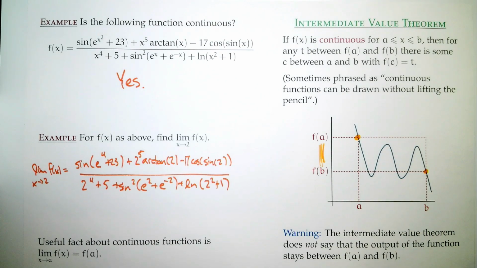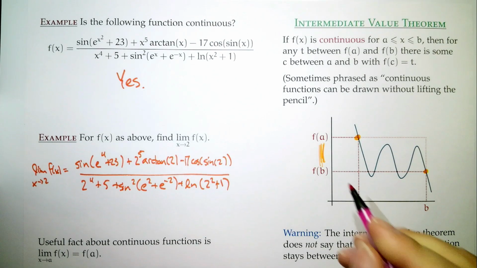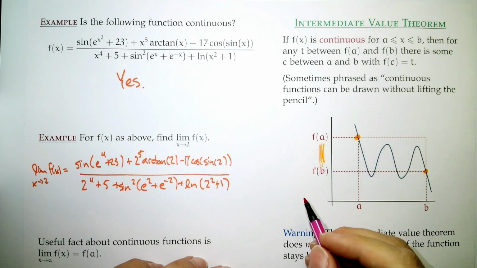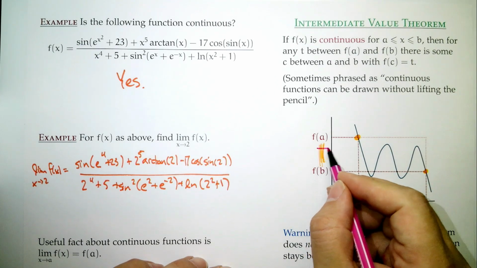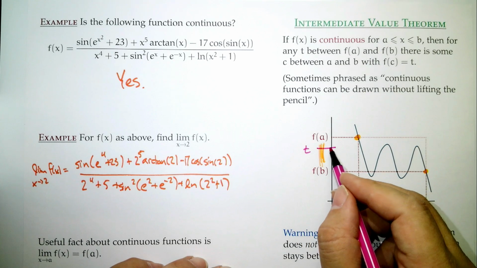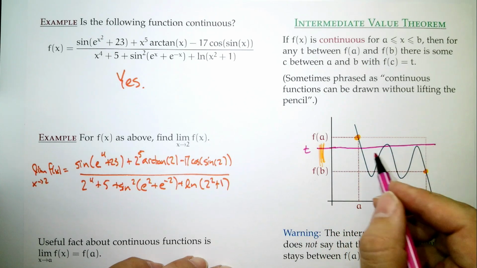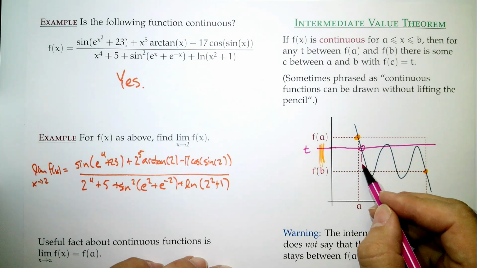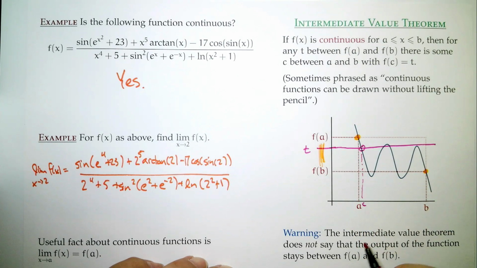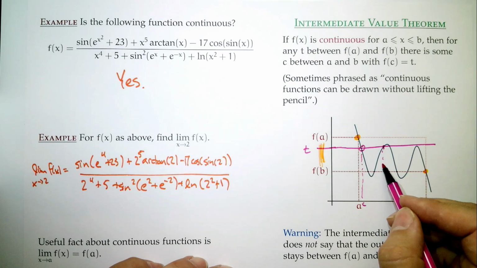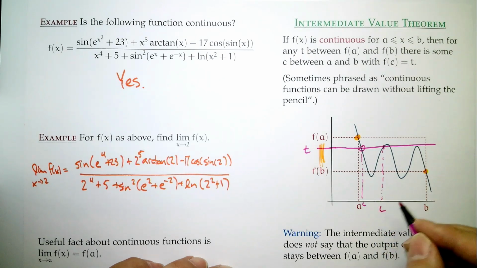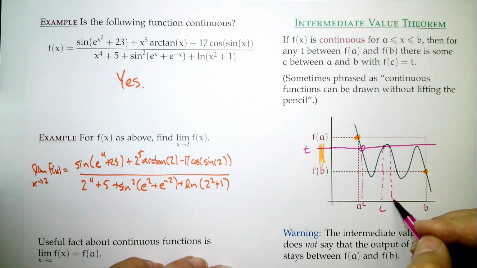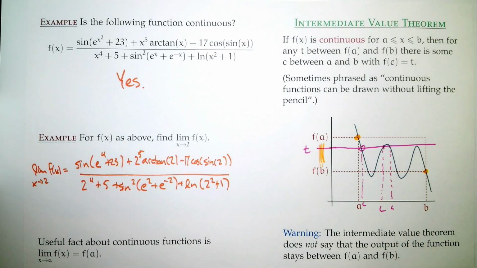And if I pick anything that goes between f of a and f of b, so suppose I pick this value here, t, and I were to draw this line straight across, what has to be the case is I have to cross it at some point. So at least once. It's possible I cross it multiple times. So it's not saying I only cross once, but it's saying that for any value between f of a and f of b, I have to cross through.